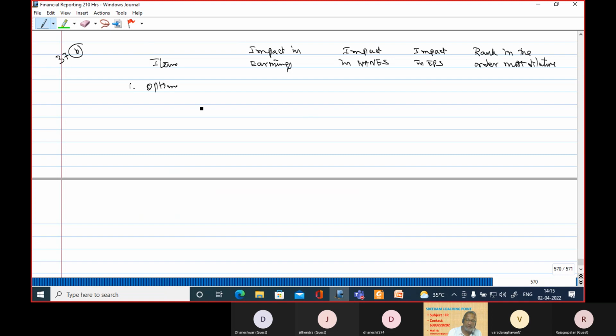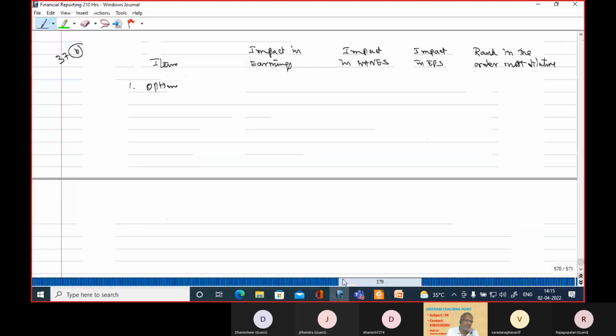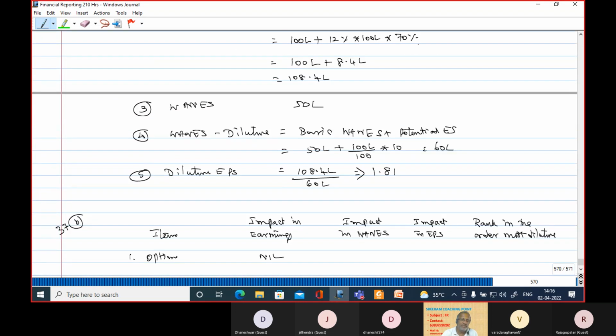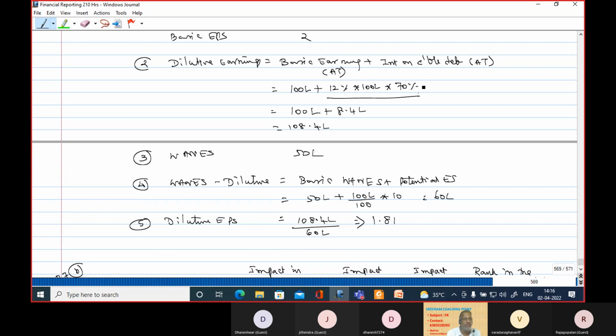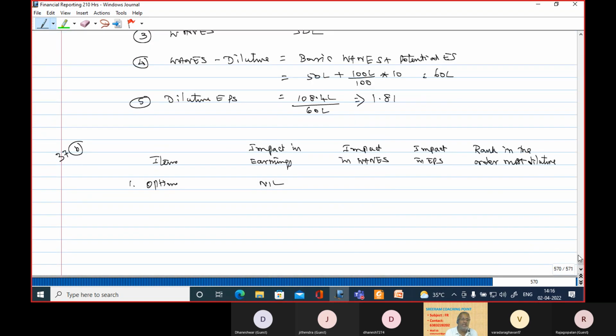See, options, where there is no impact in your numerator. Always remember, for option, which is always the most dilutive one, there is nothing we will add. You would have seen in the last case, for debentures we have added back. There is nothing we will add back in the case of options. So with nothing to be added in the numerator, when something is to be added into the denominator, it indicates that it is going to have dilution, and such dilution will be the most dilutive one, because no increase in income.